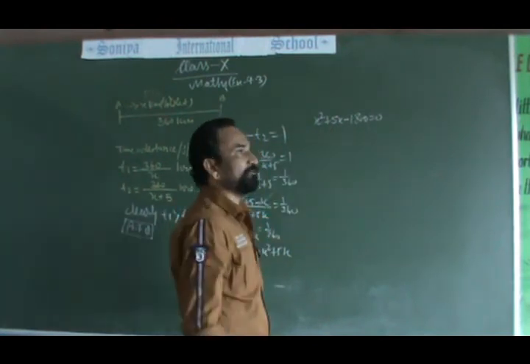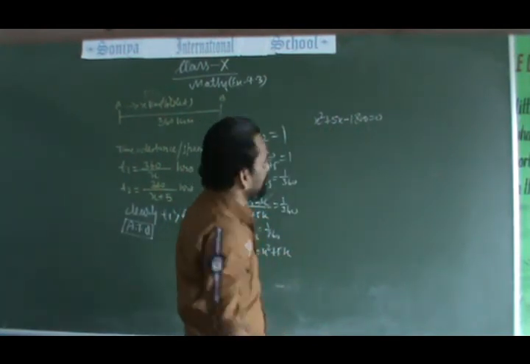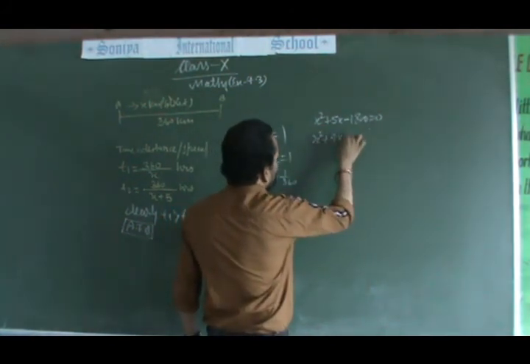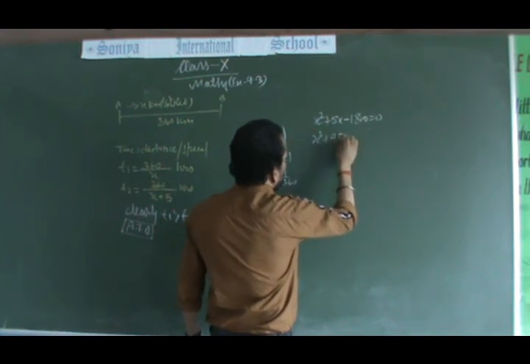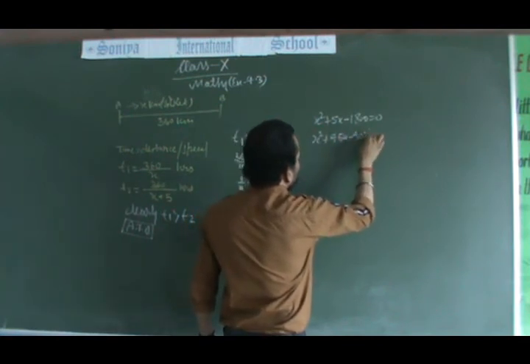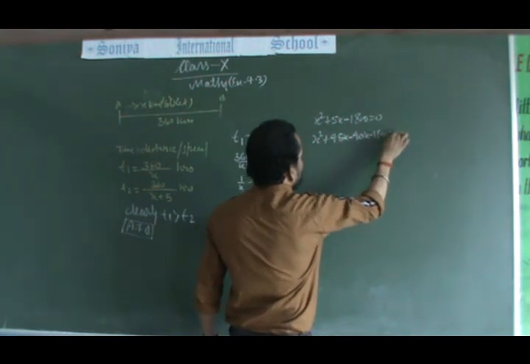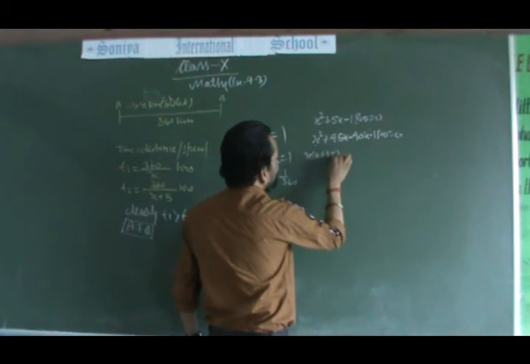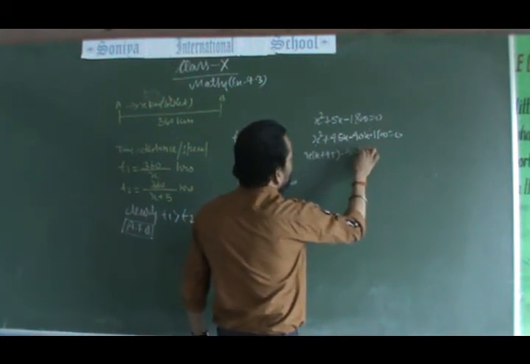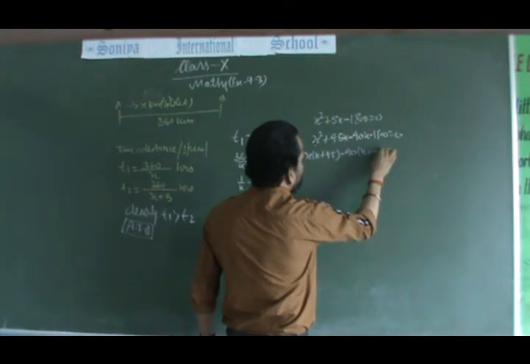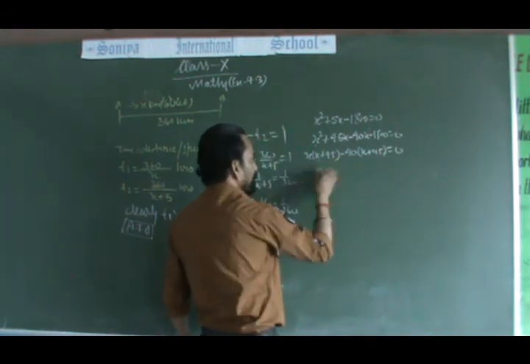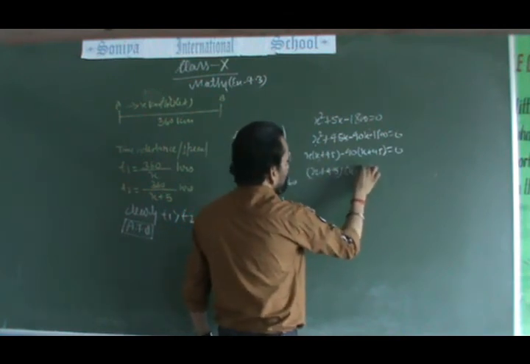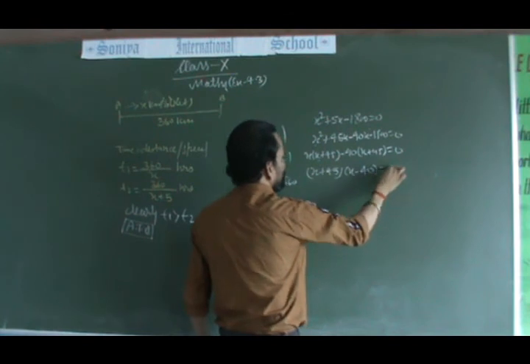So 45 and 40 for the 1800, yes, okay. I got the factors. x square plus 45x minus 40x minus 1800 equals 0. x is common, we have x plus 45, minus 40 is common, again we get x plus 45, whole bracket is common. x plus 45 into x minus 40 equals 0.